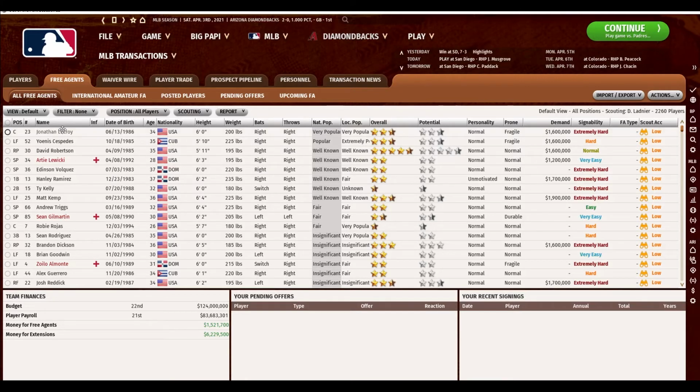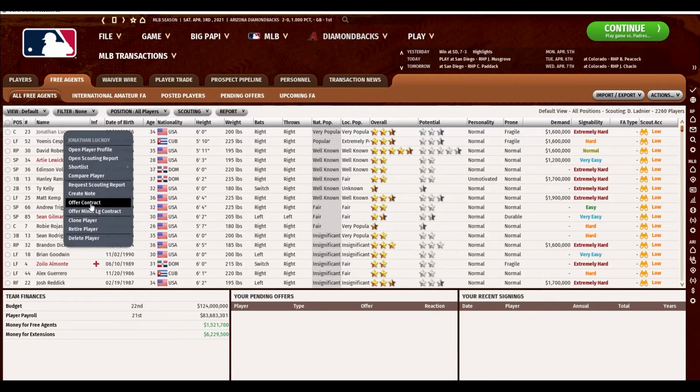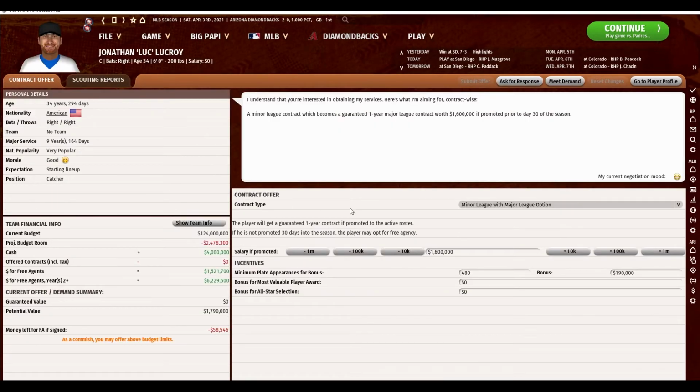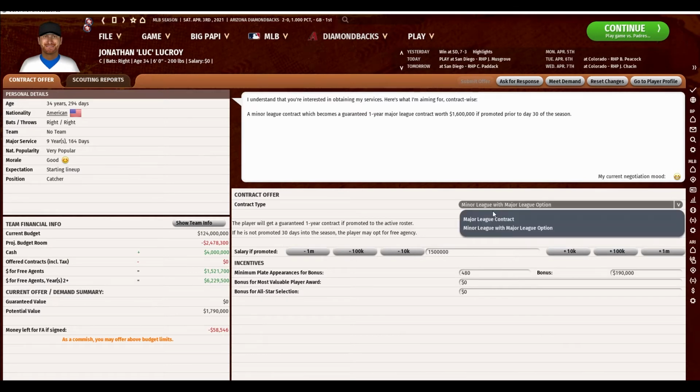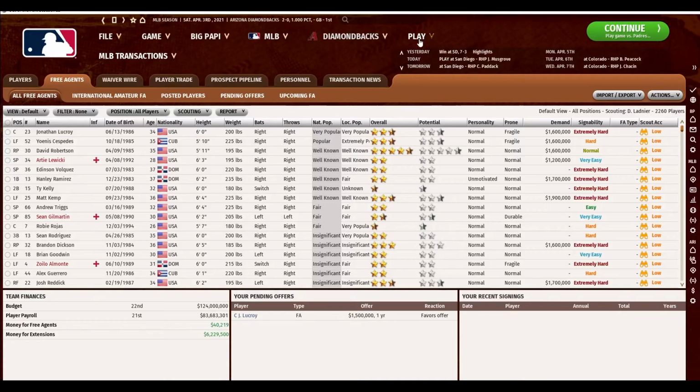So we've got, okay, so let's look at Jonathan Lucroy. All right, we don't particularly care about Jonathan Lucroy, but we have $1.5 million. So let's just offer him 1.5. Let's see if we can get him on. Let's see if we can sign him to a major league contract worth $1.5 million. Let's see if he takes that.